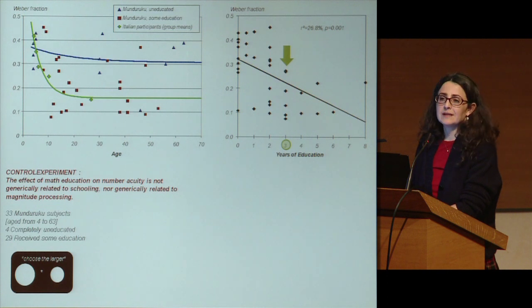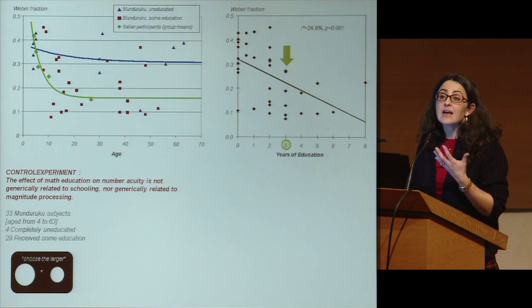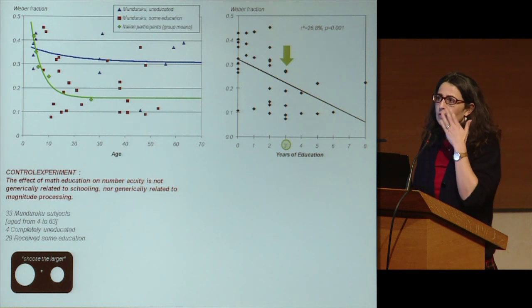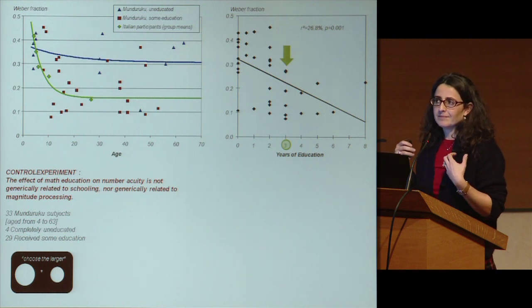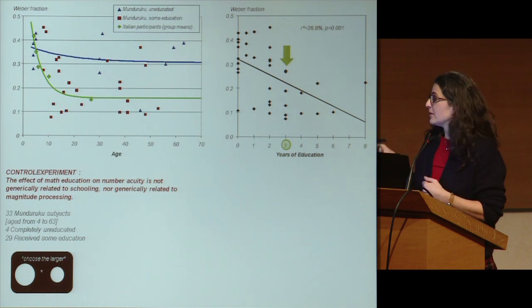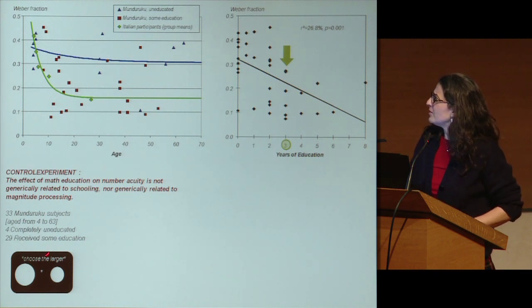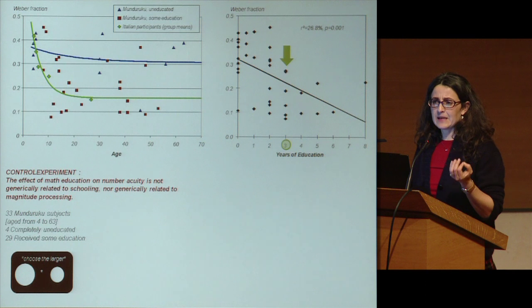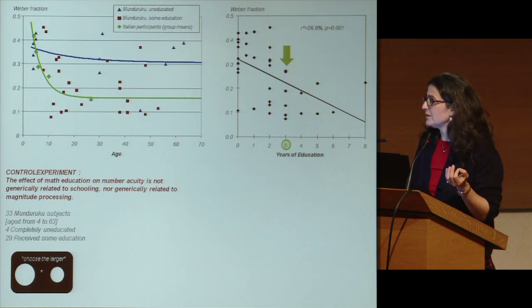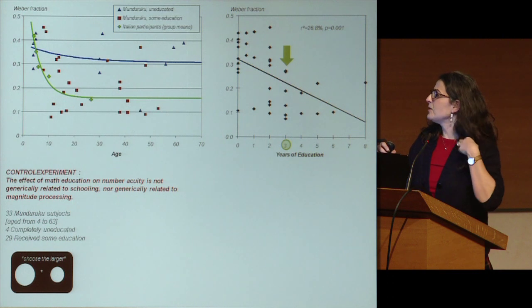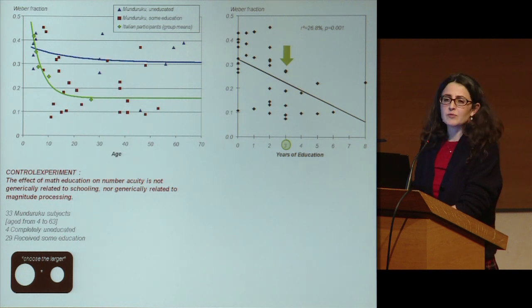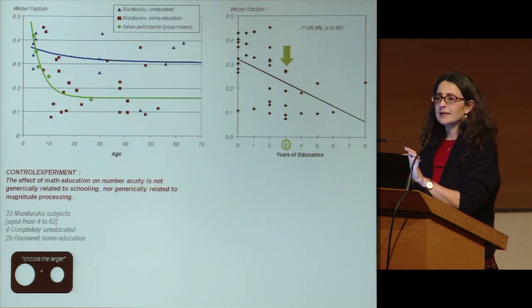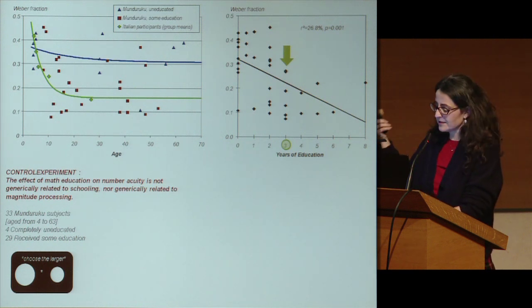We also had a control task to exclude any effect of generic attention or generic visual acuity or, in fact, generic magnitude acuity effects from mathematical education. So we presented another group of Munduruku with a task that has the very same psychophysical properties as the numerical comparison, in which they had to choose the larger of two extents. So it's a size comparison task. And of course, some subjects were completely uneducated and some received some education. Does mathematical education affect this task as it affects the numerical task?